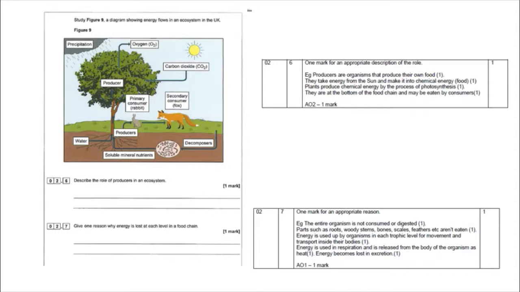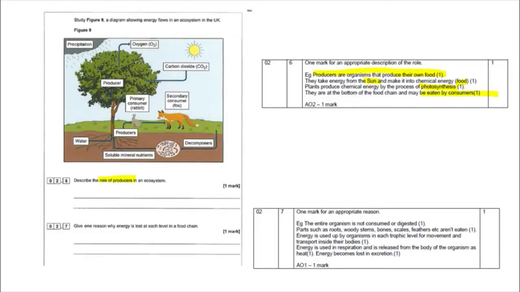And 2.6 is moving on from a named ecosystem and is looking at the process of ecosystems and food chains and food webs. So starting off, we start off with the role of producers. Basically, it's asking you what a producer is. And a producer is effectively a plant, okay, an organism that produces its own food. They take energy from the sun, they turn it into food, they use the process of photosynthesis, okay, and they're eaten by consumers. Any of those will get you the mark.